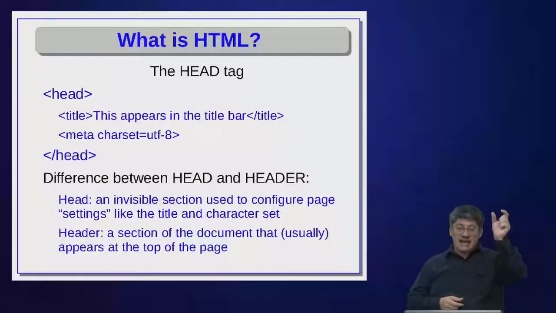We have the head tag to tell where the header section starts and a /head tag to show where it ends. And in between, we have a title tag that identifies the title. So the words, this appears in the title bar, would be our title. We can also include a meta tag that identifies the character set.